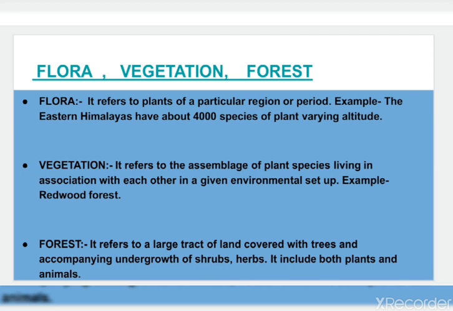So, the difference between flora, vegetation and forest is that natural vegetation includes grasslands, cacti and mosses, whereas forest is an area that includes a variety of trees, and flora includes different types of fruits, flowers and trees.